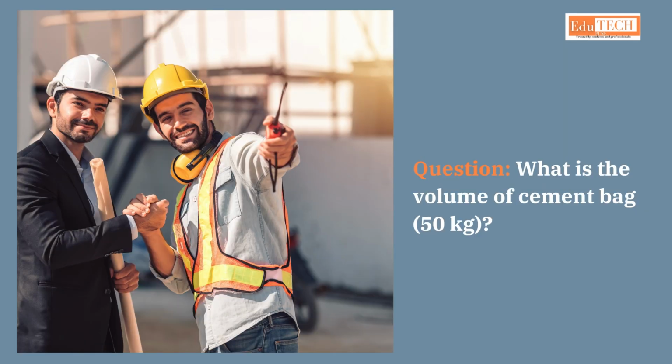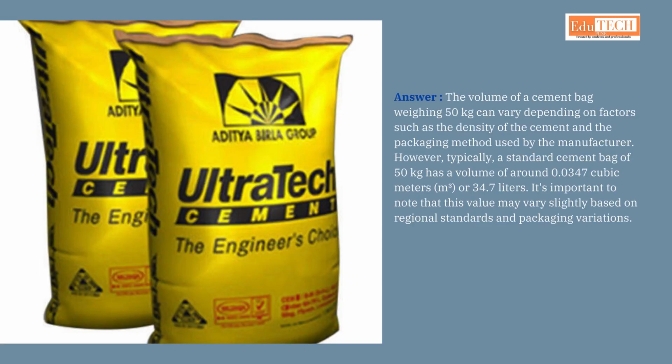Question: What is the volume of a cement bag, 50 kilograms? Answer: The volume of a cement bag weighing 50 kilograms can vary depending on factors such as the density of the cement and the packaging method used by the manufacturer. However, typically, a standard cement bag of 50 kilograms has a volume of around 0.0347 cubic meters, m³, or 34.7 liters. It's important to note that this value may vary slightly based on regional standards and packaging variations.